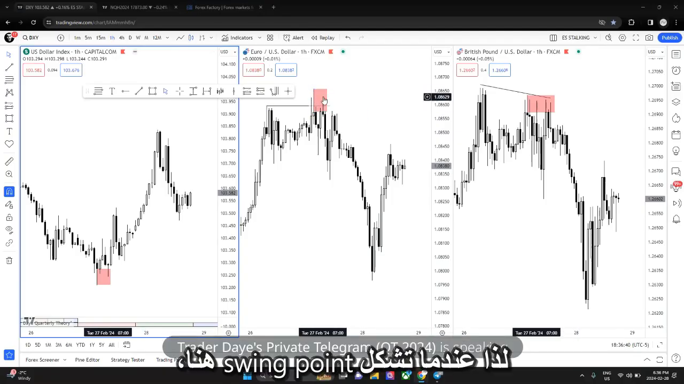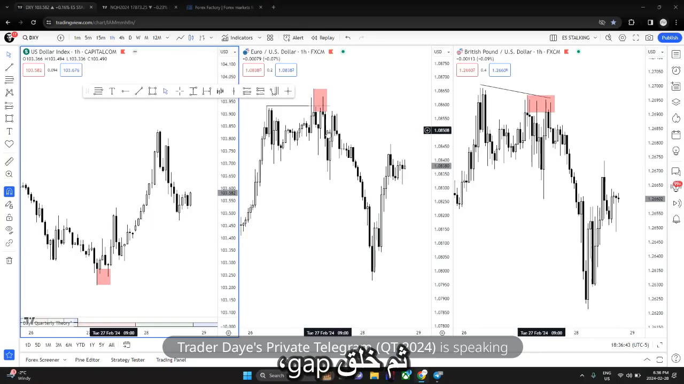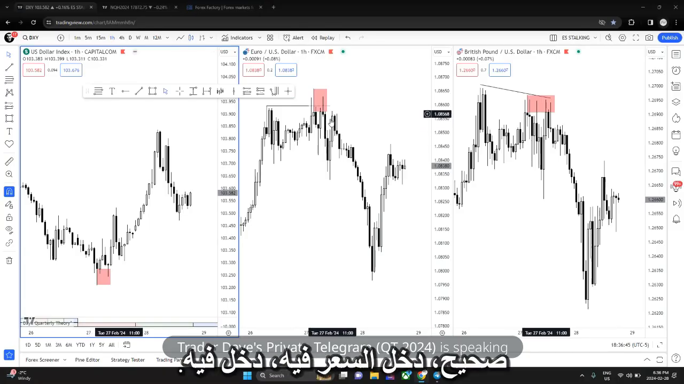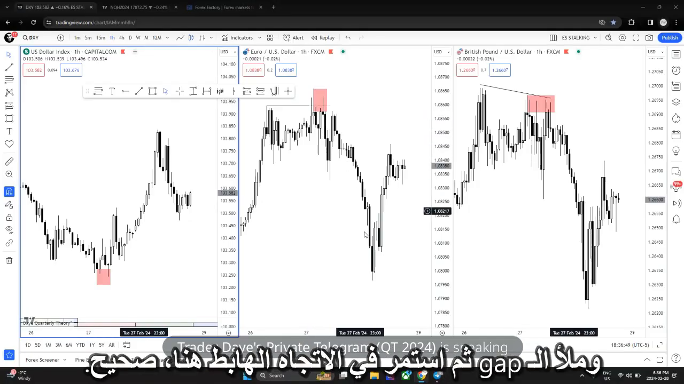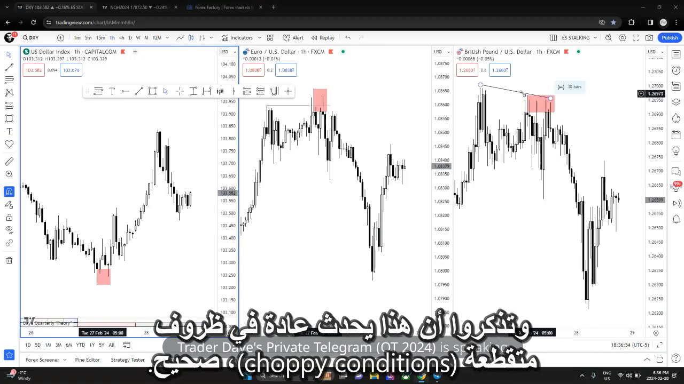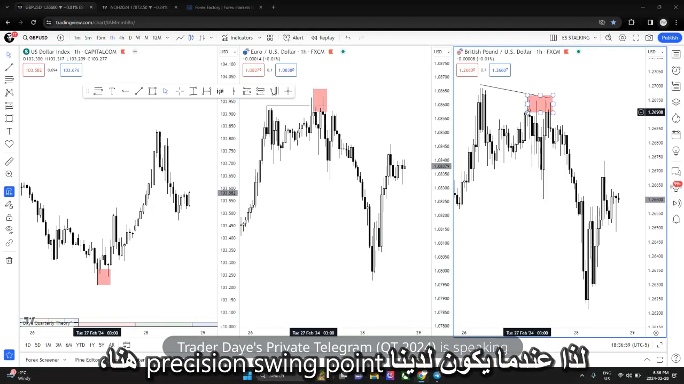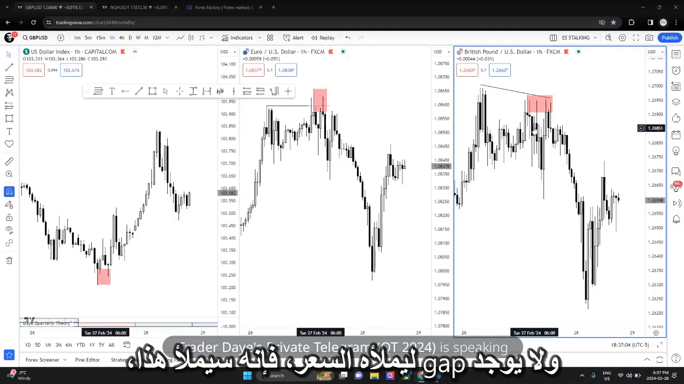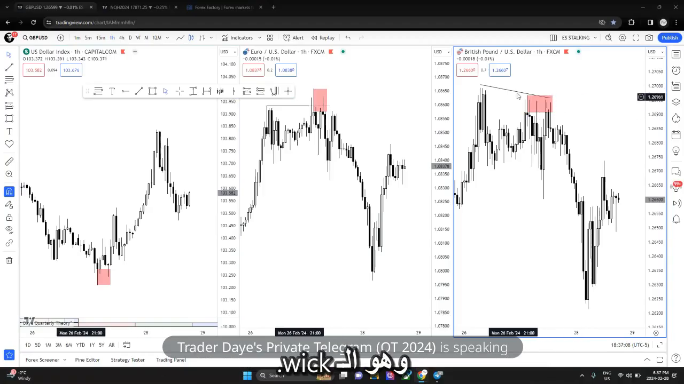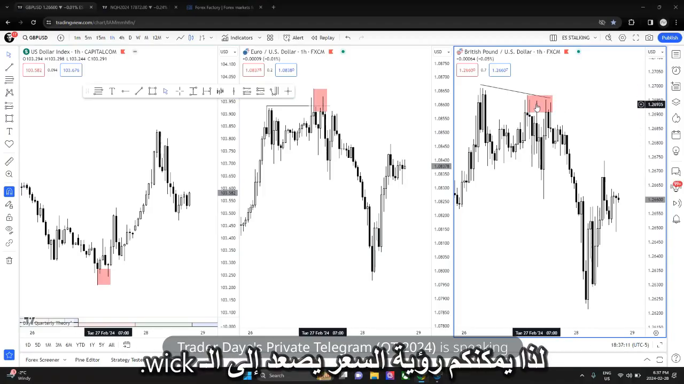So when a swing point formed here and then it created a gap, price went into it and filled the gap, then continued to the downside. Here, right? And remember, this usually happens in choppy conditions. So when we have a precision swing point here and no gap for price to fill, it will fill this, which is the wick. So you can see price went up into the wick, then fell.